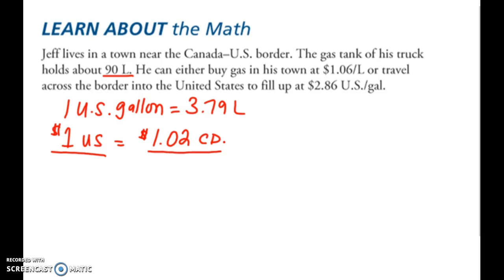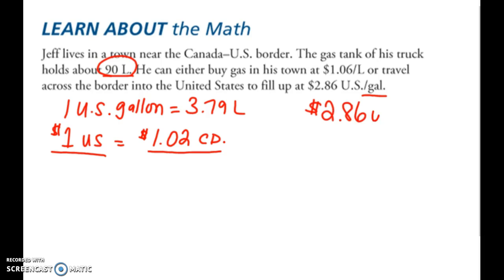So the question says, Jeff lives in a town near Canada-US border. The gas tank of his truck holds about 90 liters. He could either buy gas in town at $1.06 per liter or travel across the border and fill up for $2.86 American dollars per gallon. So since his truck is in liters already, we might as well change everything so that it's in liters. So we'll get rid of this gallons. So remember, 1 US gallon is 3.79 liters.